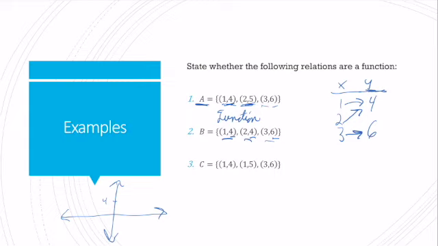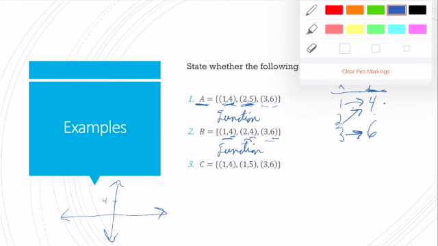Now my question is, does this vending machine work? If I push 1, I get out 4. If I push 2, I get out 4. If I push 3, I get out 6. So this vending machine would function. So this is a function.